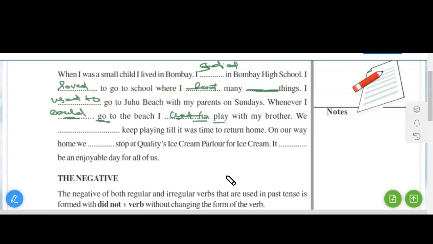We would keep playing. See, the first form, keep, playing till it was time to return home. On our way home, we would stop at the quality ice cream parlor for ice cream. It would be an enjoyable day for all of us. It used to be an enjoyable day for all of us.